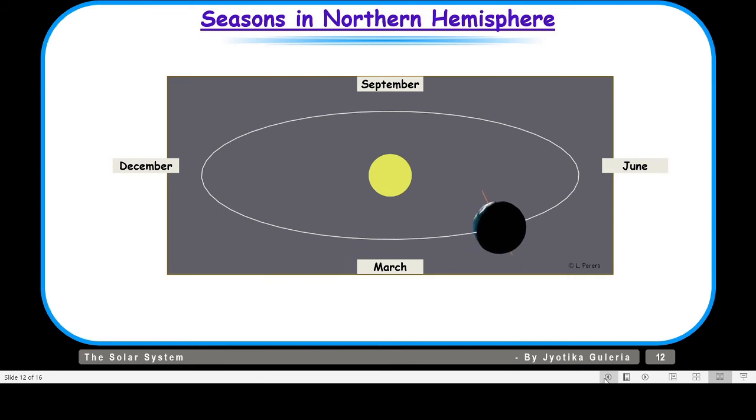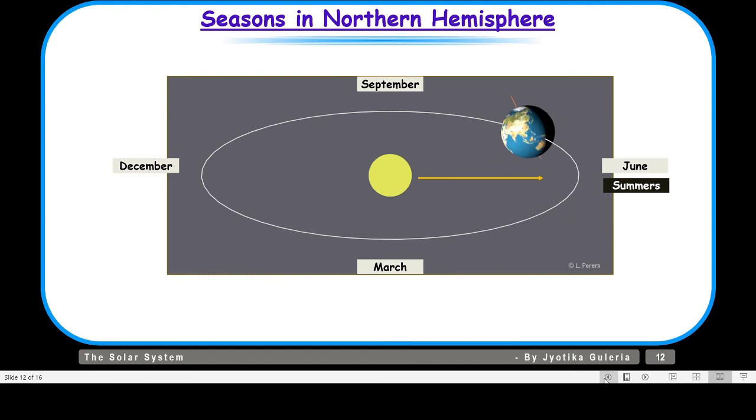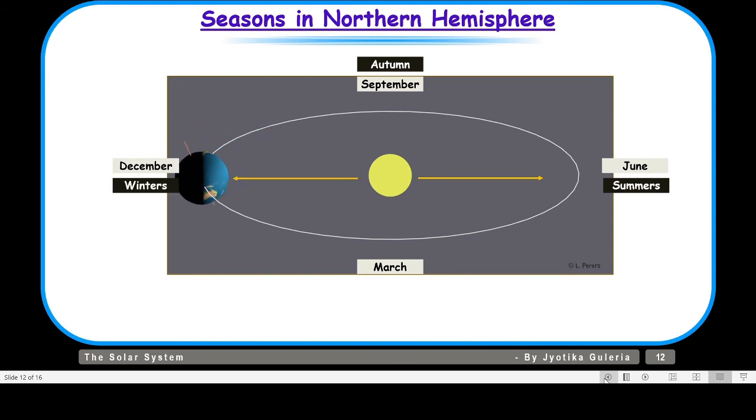We know that in the month of June, the sun rays fall on the northern hemisphere which experiences the summer season. And then a transition stage comes when it is neither too hot nor too cold, and in the month of September we experience the autumn season. And then while revolving on its orbit around the sun comes December. That is, now the northern hemisphere experiences the winter season. And then again a transition phase comes in the month of March when we have the spring season.